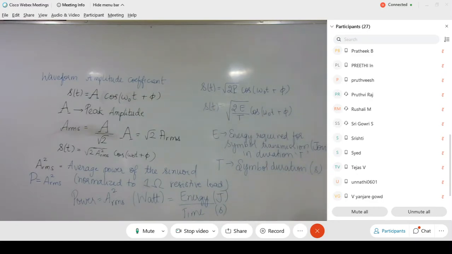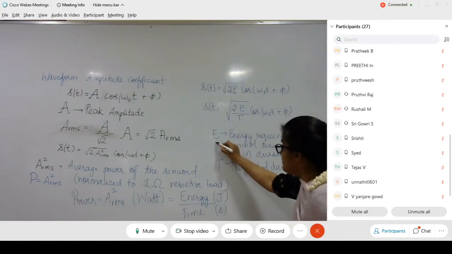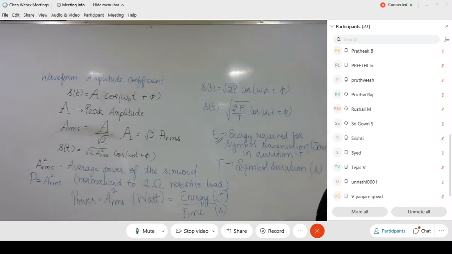Understood why we are going with this kind of representation? This E plays a very significant role later on when we talk about the SNR. We are going to talk in terms of EB by N naught, ES by N naught, or just E by N naught. So that kind of representation will be used. That means we are going to measure how much energy is required to transmit a bit or a symbol within the symbol period or bit period, within the symbol duration or bit duration.